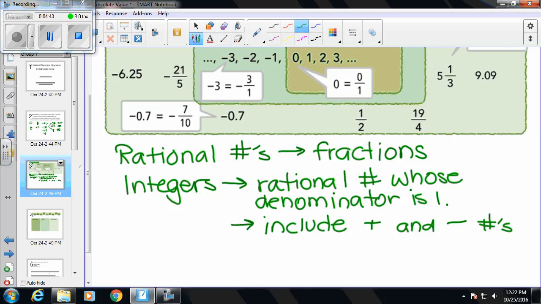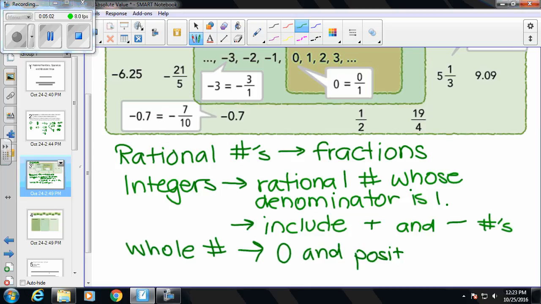Okay? And whole numbers are a subset of integers, which also makes them a subset of rational numbers. So whole numbers include 0 and positive integers. A whole number is an integer and a rational number. An integer is also a rational number, but it doesn't work the other way. Not all rational numbers are integers, okay? Like this example here, negative 0.7 is negative 7/10. This is a rational number, but not an integer.